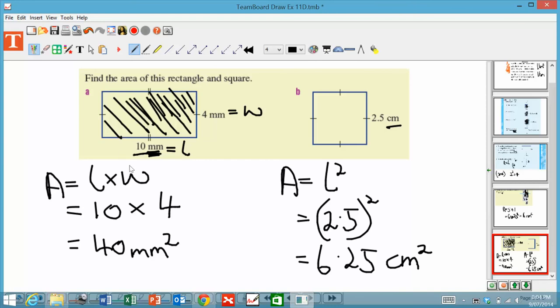Not going to go into it more than that because finding areas of rectangles or squares are really simple. So length times width, or if you're doing a square, length squared, put it in, use your calculator, you just saw me do it, get your answer. That simple. Don't forget to put the units. Don't forget to show your working out, full working out. Start with writing up the formula. That is the first thing you need to do each and every time.